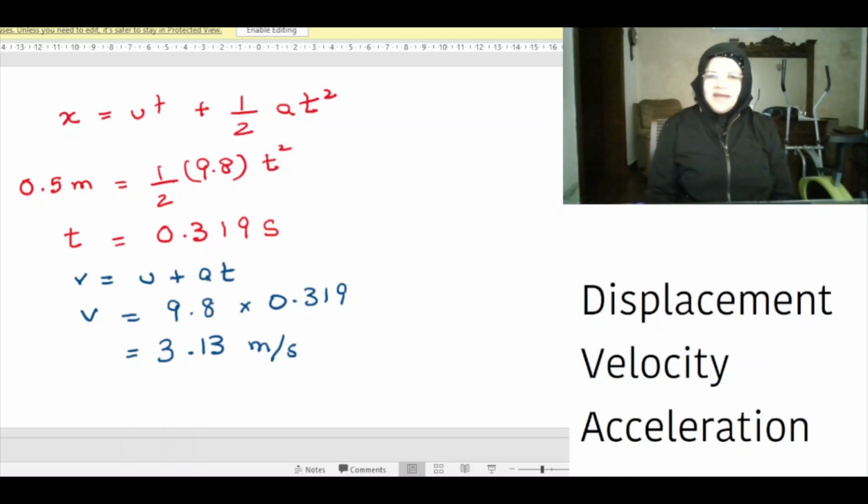Let's calculate the final velocity when the person approaches the ground. V is equal to u plus at. U is the initial velocity, which is equal to 0. A is the acceleration due to gravity, that is 9.8 meter per second square. T is the time taken to cover the distance of 0.5 meter under gravitational acceleration, that is 0.319 second. V is equal to 9.8 meter per second square multiplied by 0.319 second, giving us the velocity of 3.13 meter per second. Therefore, when the person is close to the ground, the velocity is 3.13 meter per second.